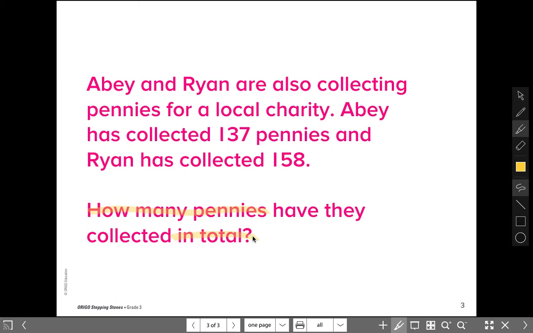137. Okay, 137 what? Pennies. Okay, and Andy? 158. What? 158. Okay, how am I going to write this? And we're going to do it the stacked way. Danny? We're going to write the big number on top and the small number on the bottom. Okay, and what's my function? What am I doing? Adding. Adding. Gotta do that.